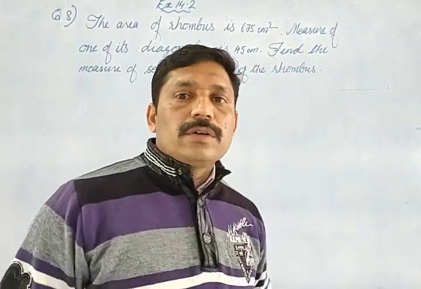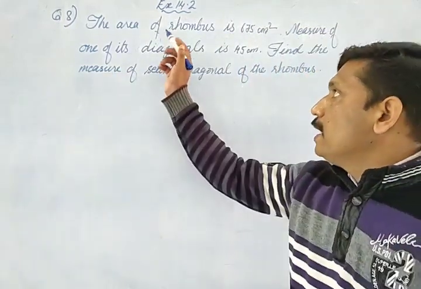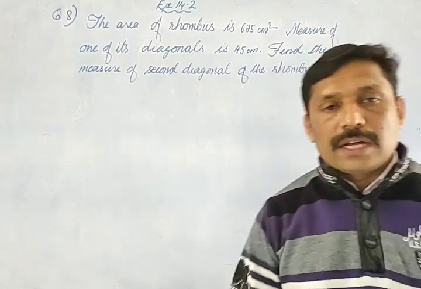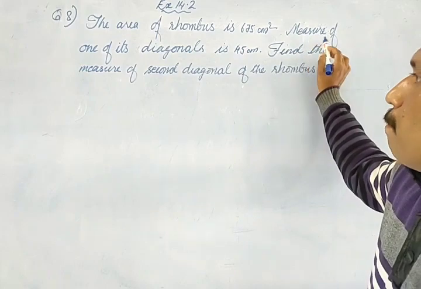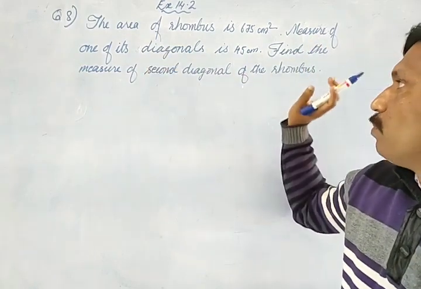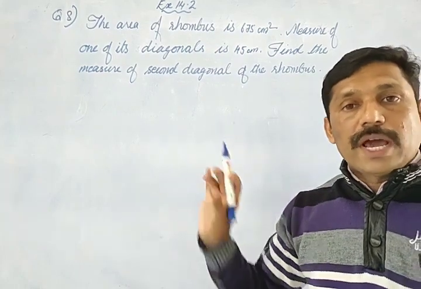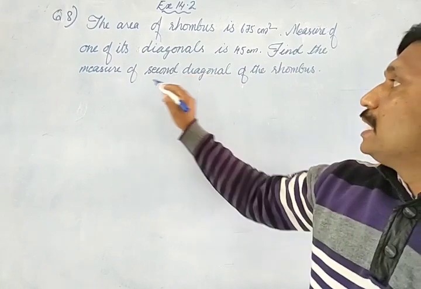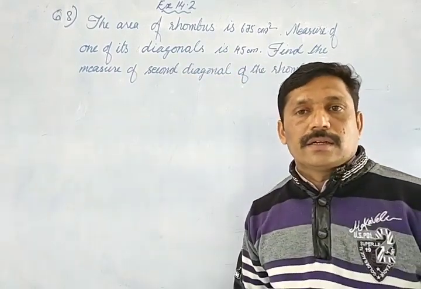Look at the next question, question 8. The question is, the area of a rhombus is 675 centimeters square. You can see that the 675 centimeters square area of a rhombus is given. The measure of one of its diagonals is 45 centimeters. Two diagonals are there, one is given. Find the measure of the second diagonal of the rhombus. What is the measure of the second diagonal?